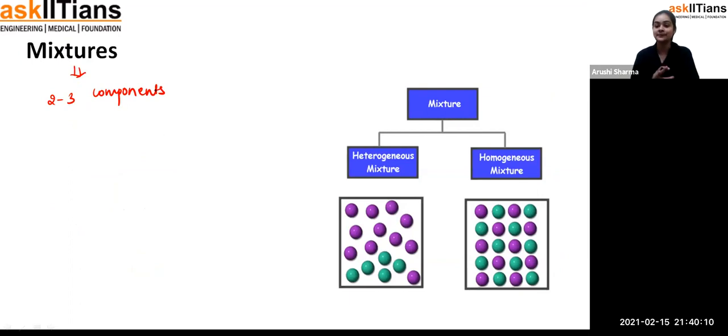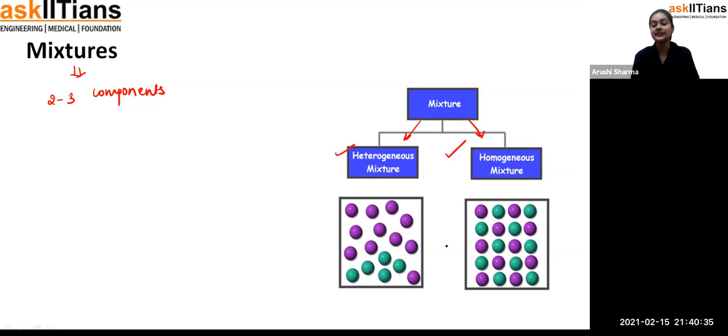So a mixture is something in which we are adding two or three components, and there is no fixed ratio, and you can separate them out by using physical or chemical methods as well. So that we call mixtures. Now students, we have two types of mixtures, and what are those? One is the heterogeneous mixture and another one is the homogeneous mixture. We'll see what exactly they are.